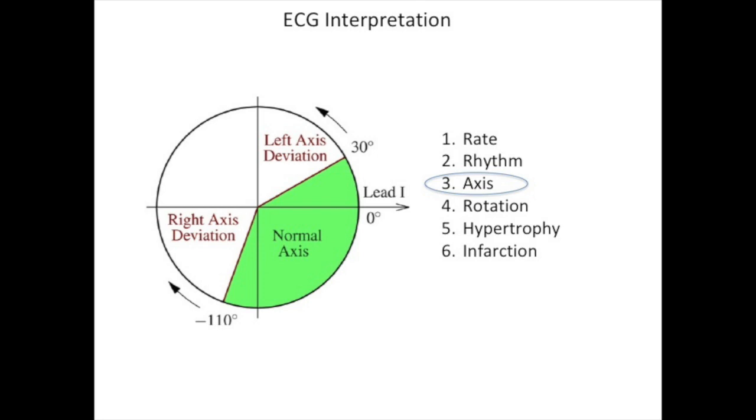So next is axis. Okay, and axis is really how the heart is rotated in the transverse plane. By looking to see where the sum of the electrical activity of the heart is, we can tell what the axis of the heart is in that specific plane. And in situations where axis deviates from normal, the anatomical location of the heart may be different or pathology may exist. Okay, and to assess axis, we use the 6 limb leads on our ECG output.